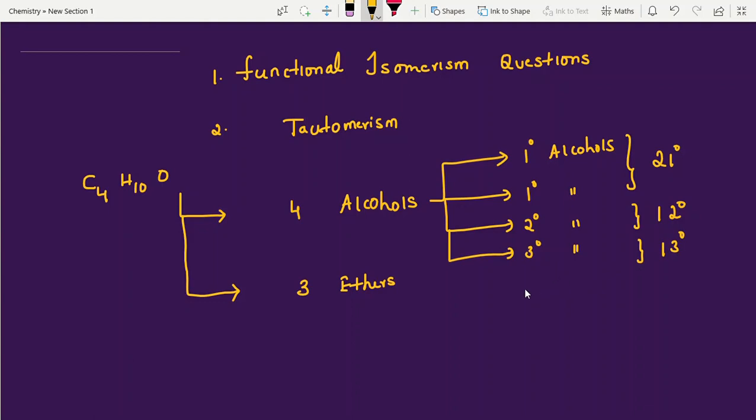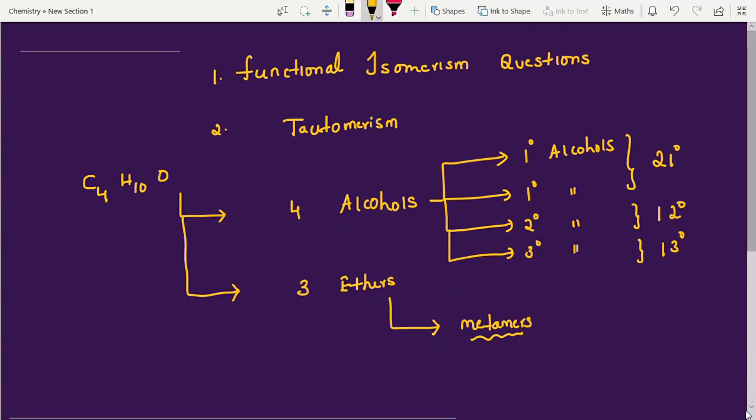Based on questions I am giving a concept here. Alert: ethers. How many ethers possible? 3 ethers. These 3 ethers we also call metamers. In a recent NEET examination they asked this question: C4H10O molecular formula, how many metamers possible? 3 metamers. Metamers are compounds having the same molecular formula, but the arrangement of alkyl groups on either side of the functional group is changing. I'll show the concept after the explanation.